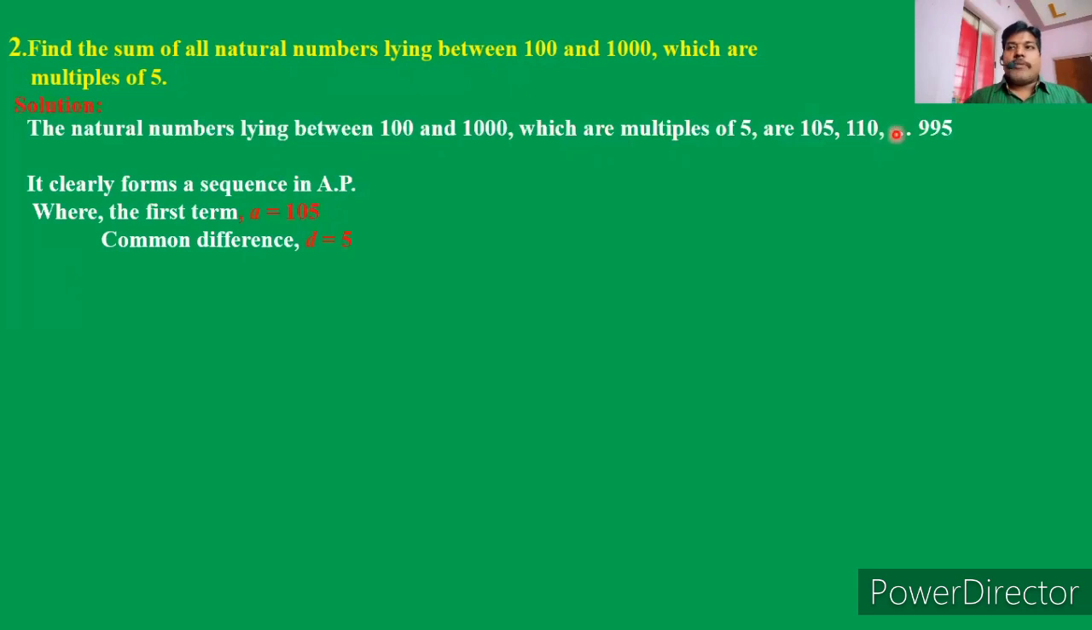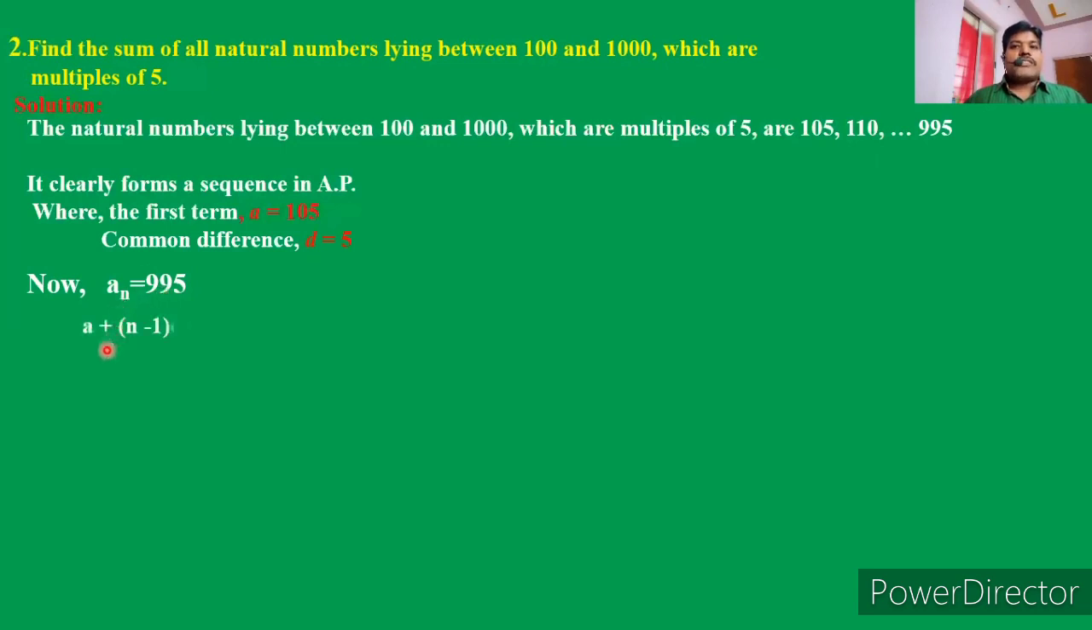Clearly the sequence is in AP. Why? Because all the terms have the same difference. So already the series is in AP and the first term is 105 and the common difference D is 5. And see students, this 995 is called the nth term. The last term is the nth term. So we can take this 995 as An. An is equal to 995.